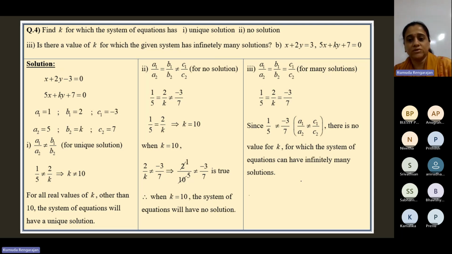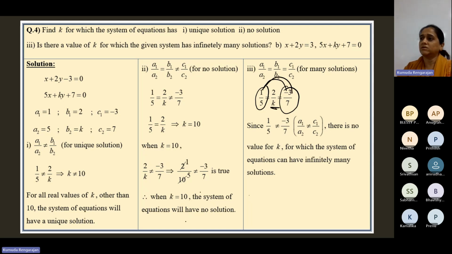So here also, if you can see in this answer, children, 1 by 5 and minus 3 by 7, they're not equal. This ratio A1 by A2 and C1 by C2, they're not equal. So whatever be the value of K, A1 by A2 and C1 by C2 are not equal. So there is no value for K for which the system of equations can have many solutions. All right.